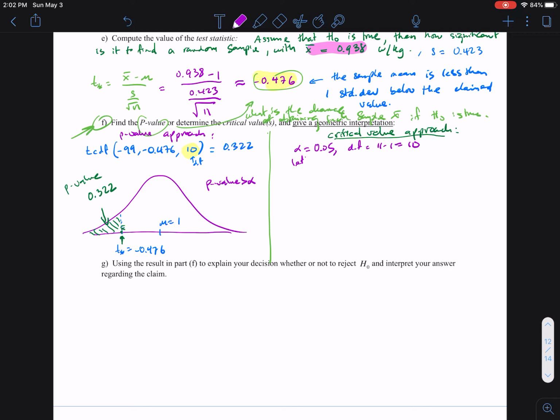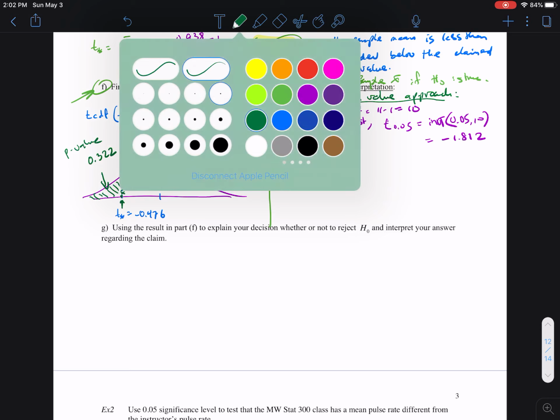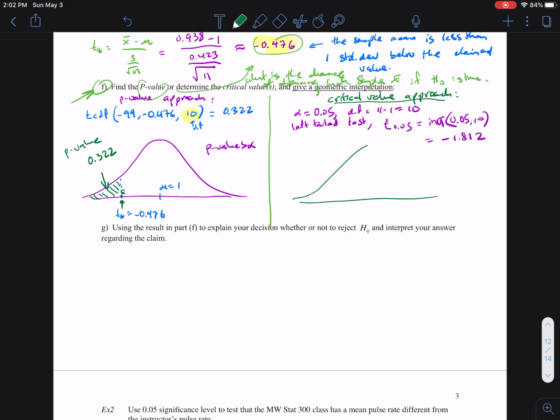It is a left tail test. Okay, that means to get the critical value of t, alpha 0.05 is going to be invert t. 0.05 with degrees of freedom 10, so that's going to give us a negative 1.812. And then we draw our bell-shaped curve to indicate that.